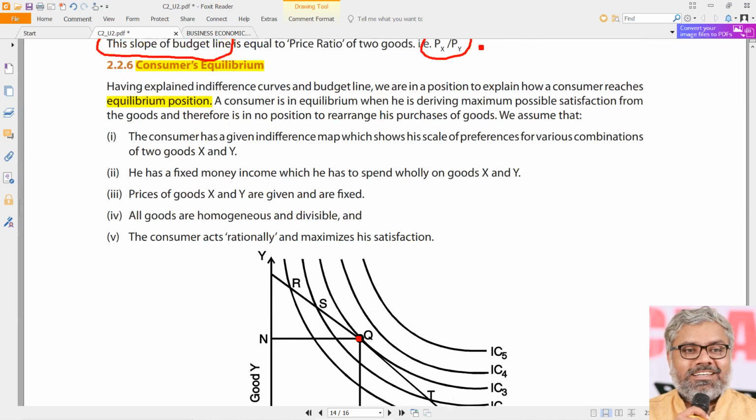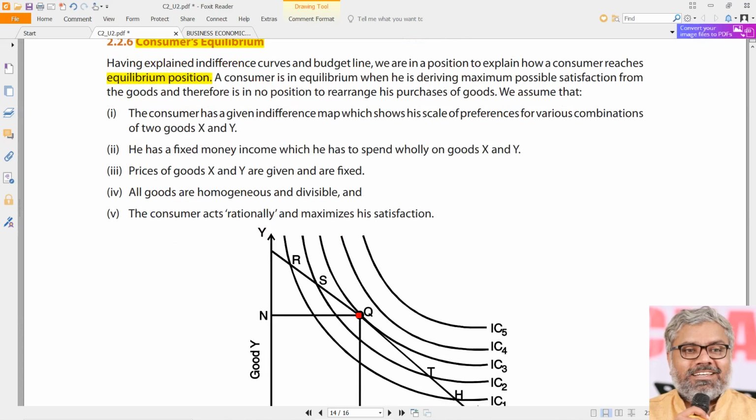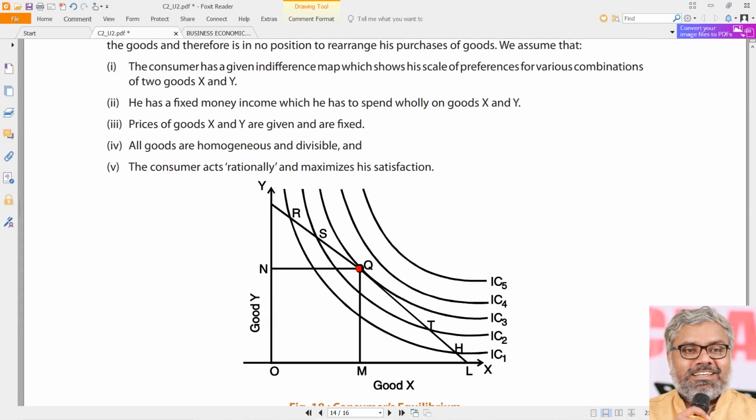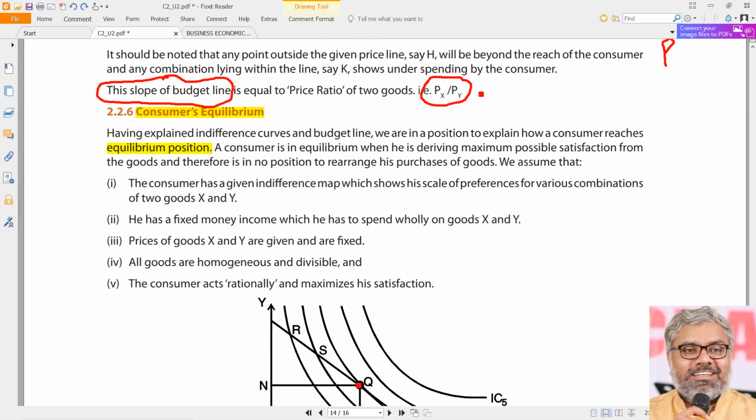So the simple point is, a consumer will be in equilibrium when the budget line or price line is tangential to the indifference curve. If there is an indifference curve and the consumer's price line or budget line is touching it, tangential to the indifference curve, wherever it is, that is the place where the consumer will be in equilibrium. We'll come to the analysis of consumer equilibrium by taking many indifference curves.